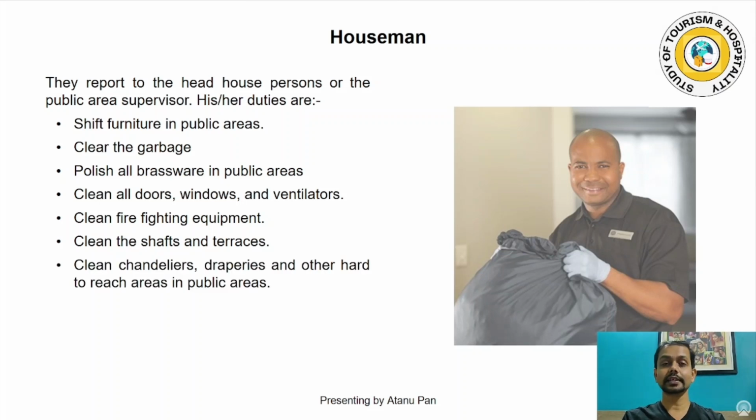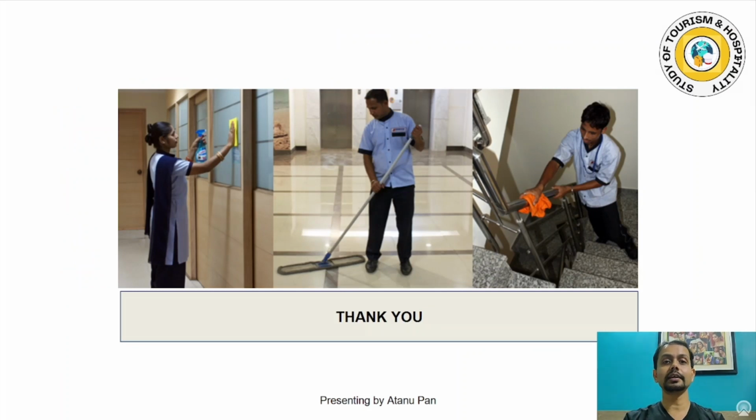Clean chandeliers. Chandeliers means the big lighting system which is at the center of the hall. Then the draperies of the windows and other hard to reach areas, like high dusting. All those areas in the public areas are especially cleaned and maintained by the houseman only. So the houseman has a huge role in maintaining the entire premises of the hotel. So that's all about the duties and responsibilities of the housekeeping team.